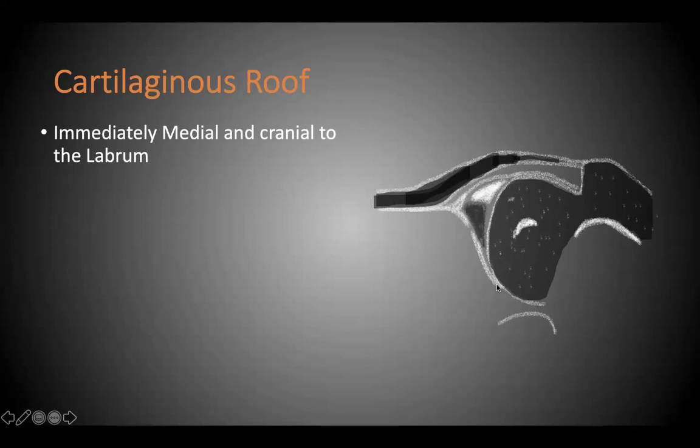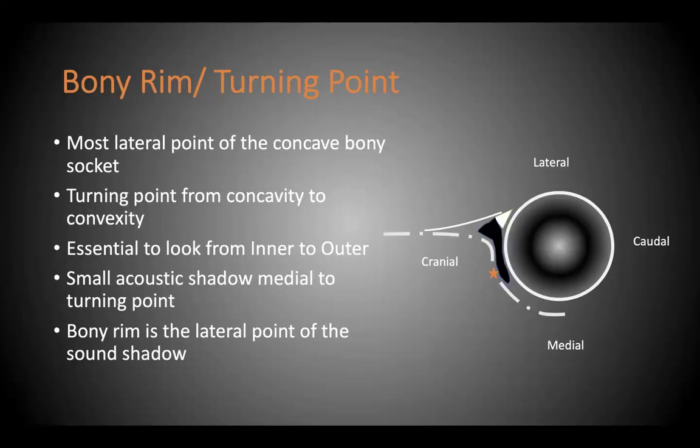Then what is described is the turning point, which is the most lateral aspect of your concave bony socket. So you're supposed to identify the turning point. You're supposed to trace the outline of your acetabulum starting from medially and then going laterally. So the point where the concavity turns to the convexity, that is going to be your turning point.